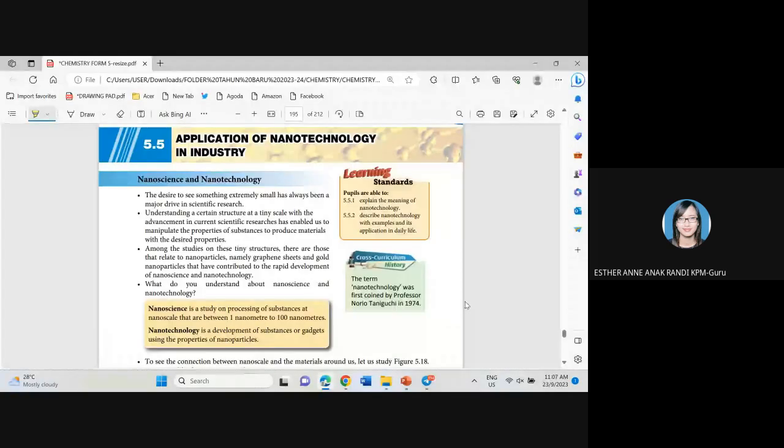So for this part, I will refer directly to your textbook. You can also refer to it. Okay, I'm not going to touch very detail on it. Just on the surface level, asalkan kamu faham apa itu nanotechnology, apa itu green technology, and how do we apply it in industry and in our daily life.